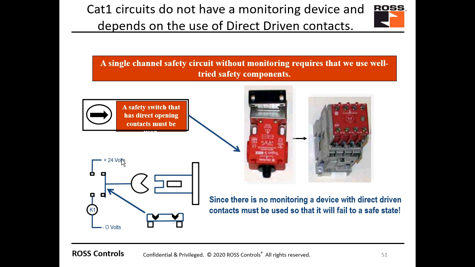And the way these are made is the conducting bar on the contacts will break if they weld, and it's always going to fail to a safe state. So most Category 1 circuits do not have a monitoring device, but they will fail to a safe state on the input side, and it will absolutely remove power to the contactor or the solenoid.